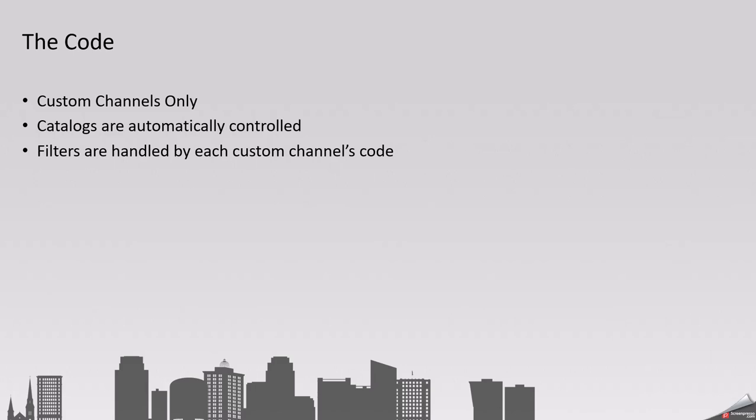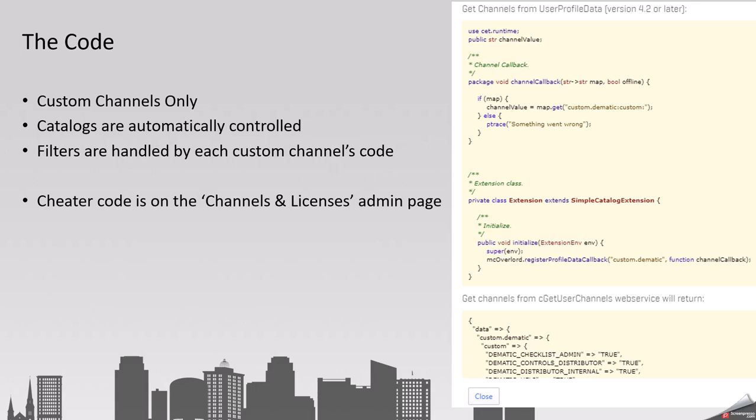So there is some cheater code on the channels and licenses page. If you open the filter, there's a button you can press to get this sample code, and you could actually copy and paste that into one of your class files to get started.